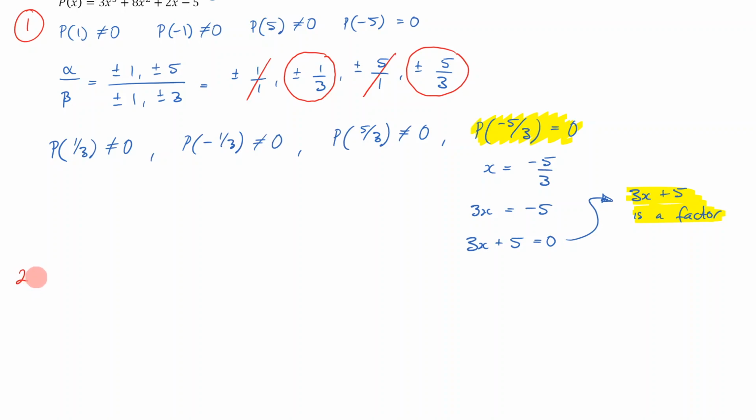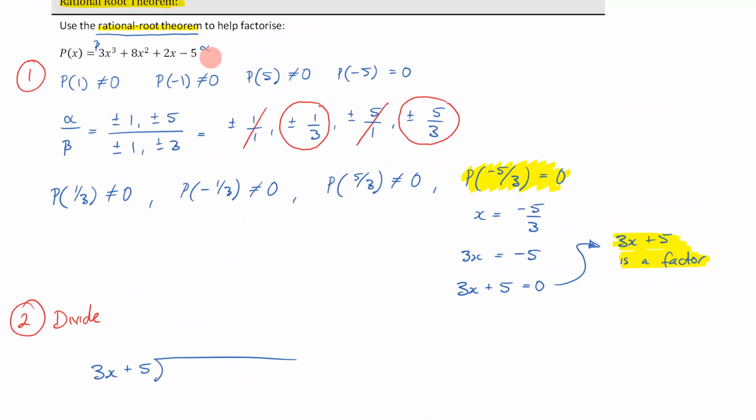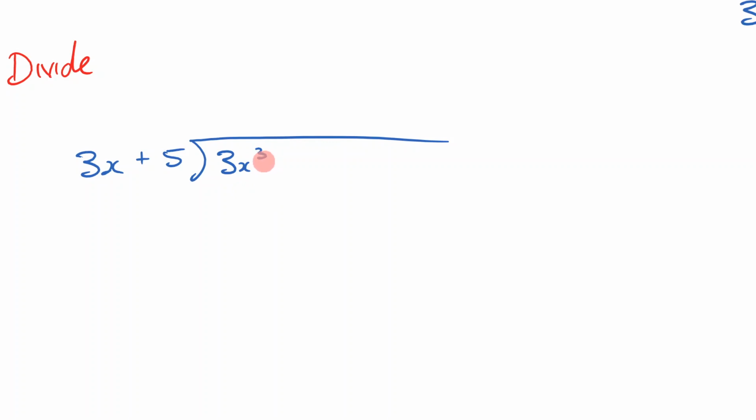Okay, so you can kind of think of this as step 1. Then we go to step 2. Step 2 is divide. So let's come here, and I've got my factor that I just had, 3x plus 5, and I'm going to divide it by my original p of x here. So that's going to be 3x cubed plus 8x squared plus 2x minus 5. Okay, let's see how we go.